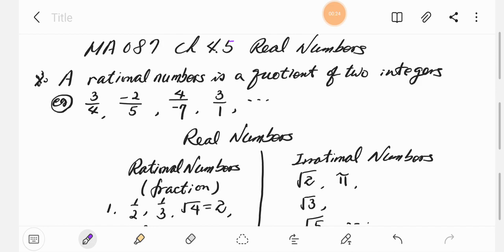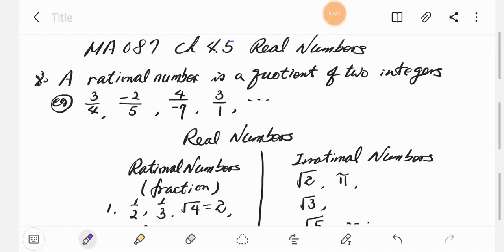A rational number is a quotient of two integers. What do you mean by that? It's a fraction, like 3 over 4, 3/4.